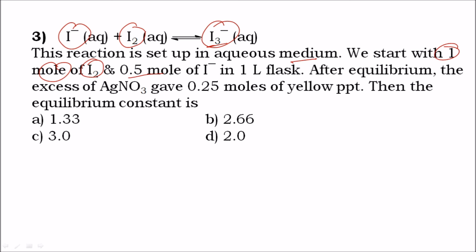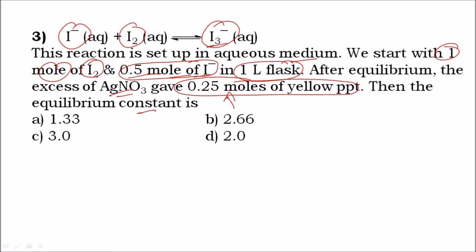Then 0.5 mole of I minus in a 1 liter flask. So the volume is given, right? And 0.5 mole of I minus. So we know the number of moles of iodine as well as iodide, and even the volume is given as 1 liter. Now after equilibrium, the excess AgNO3 gave 0.25 mole of yellow precipitate. Then the equilibrium constant is what? First we need to get an idea about this.